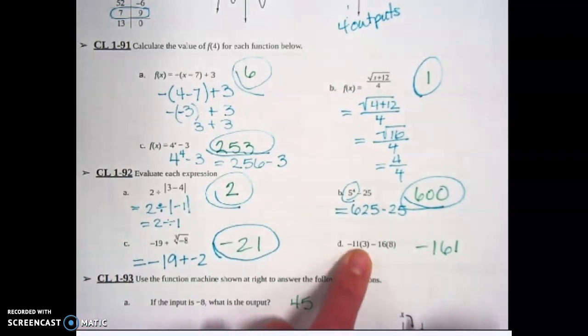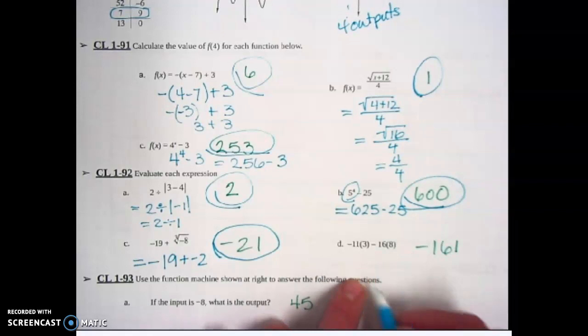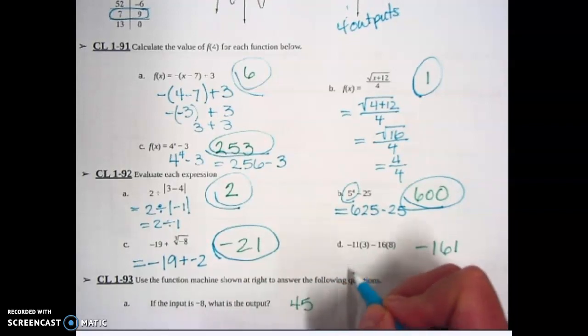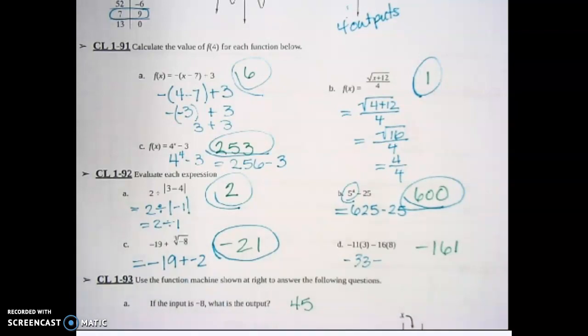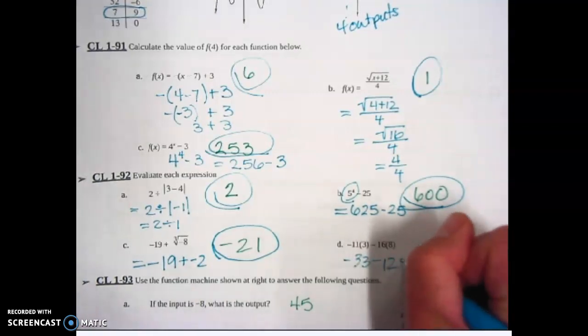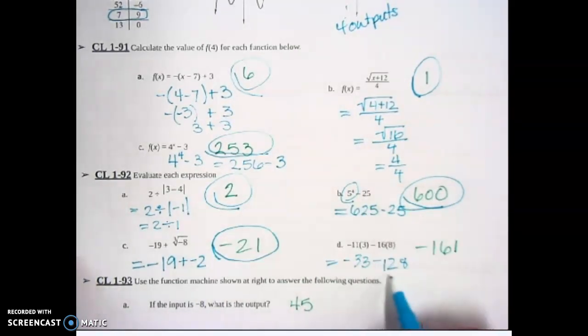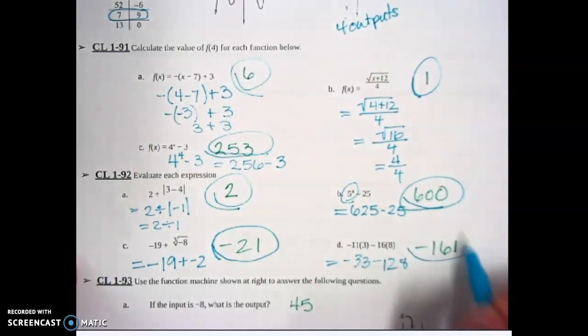Part D, order of operations, says you want to do the multiplication first. So negative 11 times 3 is negative 33. Minus 16 times 8, which is 128. And then negative 33 minus 128 is 161.